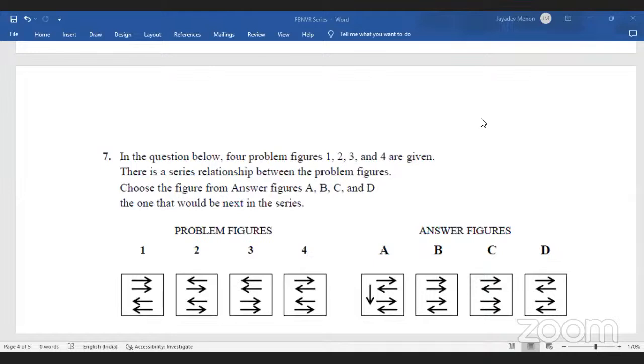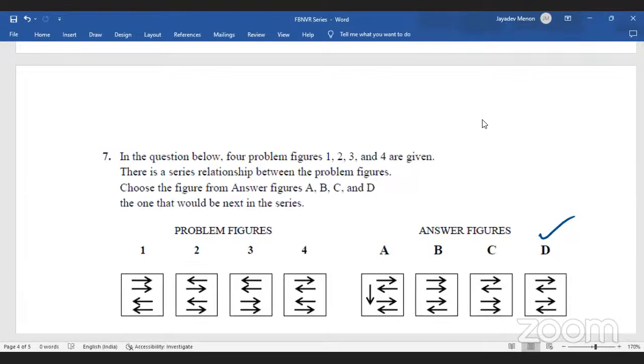Very good, Grishma, Marita. Option D is correct. In the problem figures, in each figure, we have 2 arrows pointing towards right and 2 arrows pointing towards left. And in the answer figures, only option D has 2 arrows pointing towards right and 2 arrows pointing towards left. So option D is the answer.